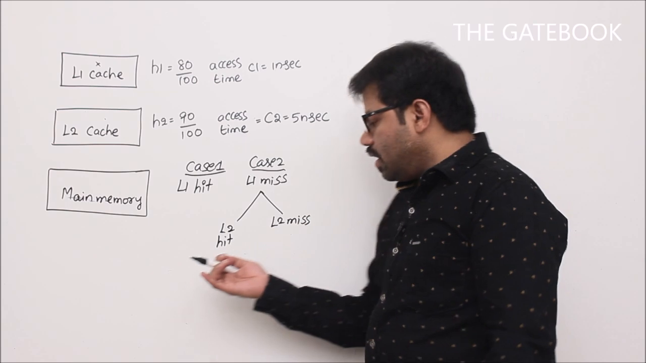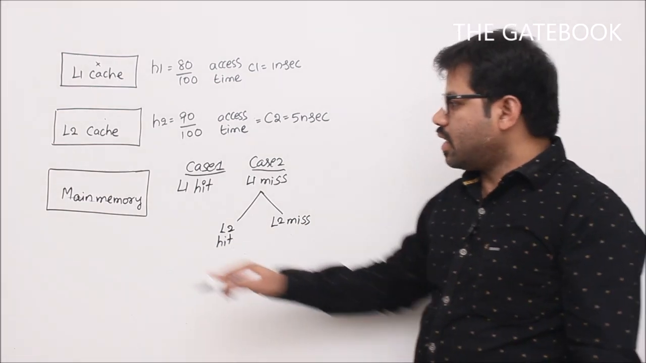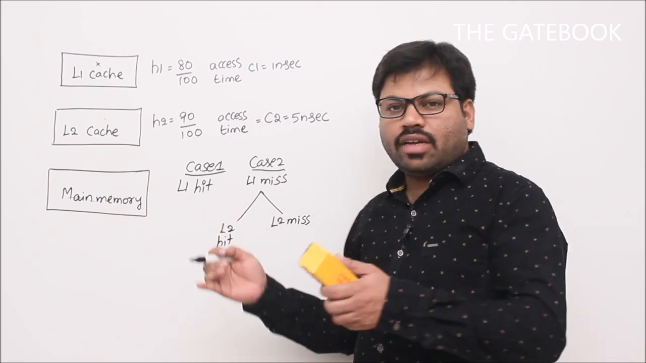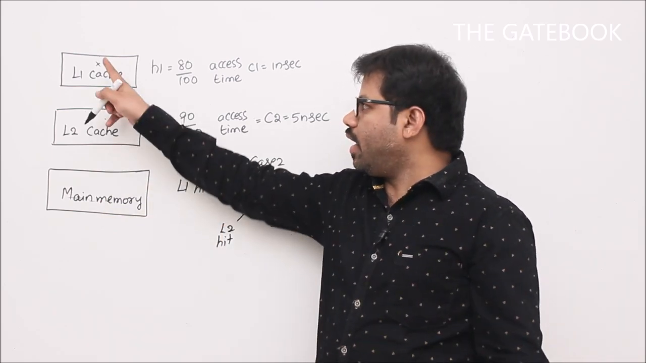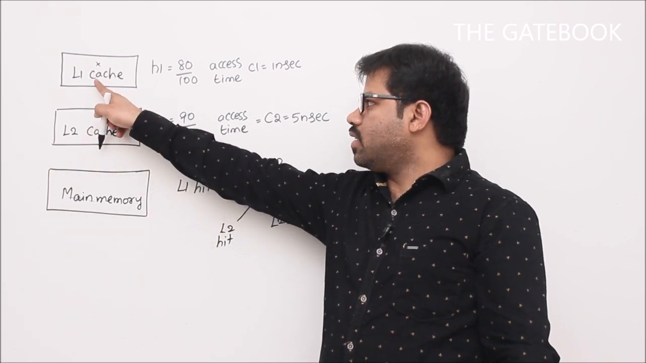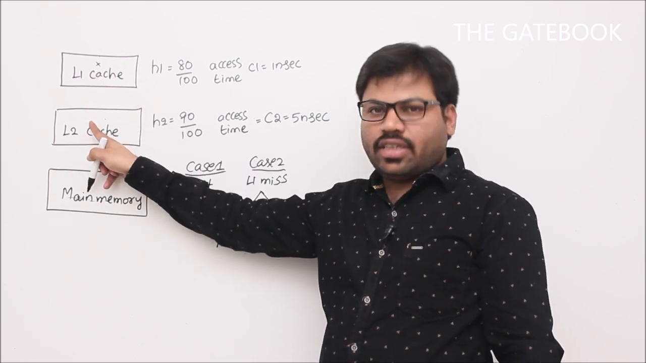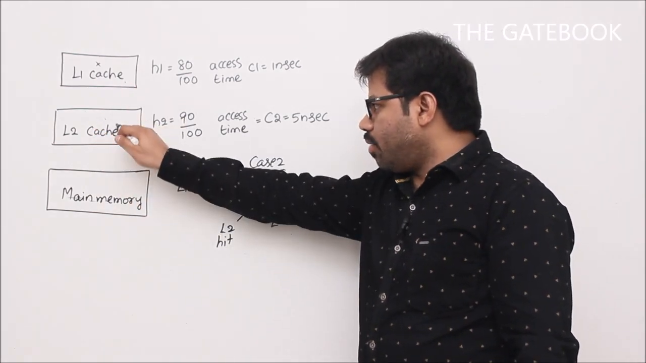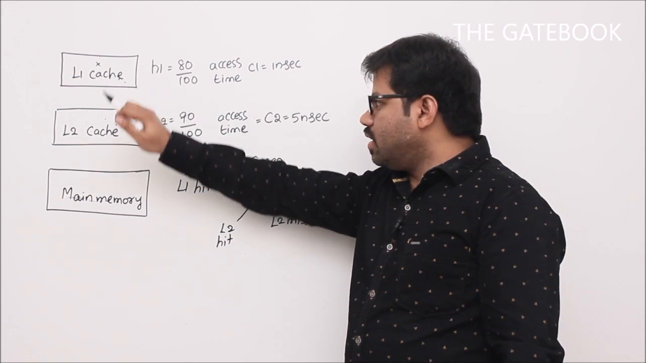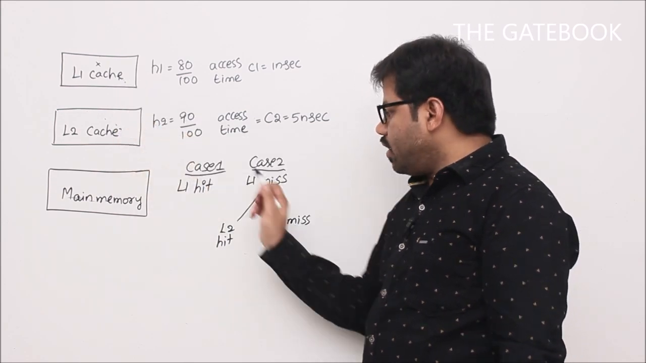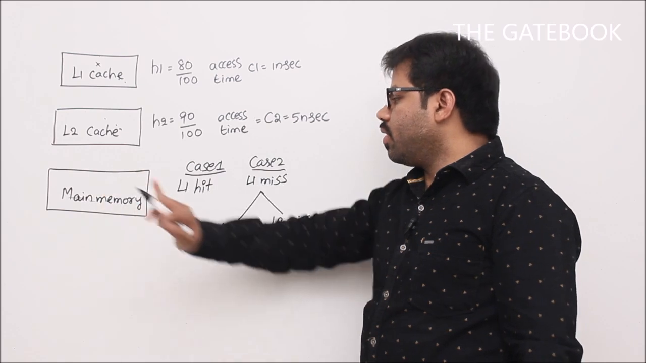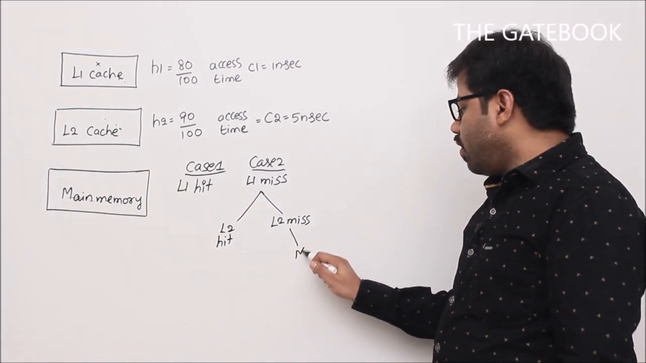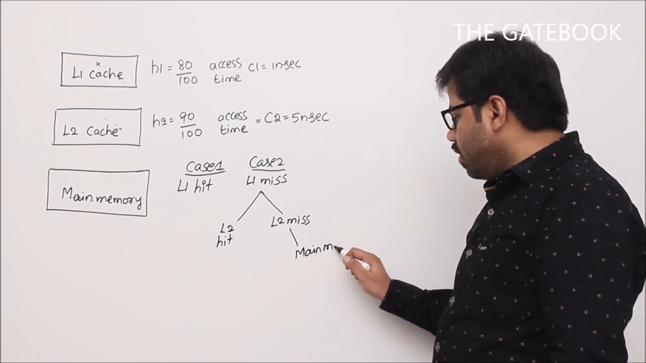Now, is there anything else? Nothing, because main memory always has the data. You have only two options for L1 and L2: L1 hits or L1 misses, L2 hits or L2 misses. If L1 hits, we don't come further. If L1 misses, we come to L2. If L2 hits, we don't go to main memory. If L2 also misses, then we go to only one thing, main memory.